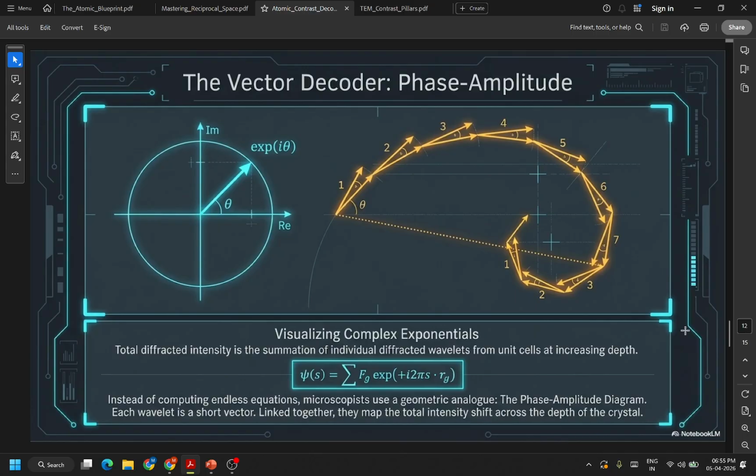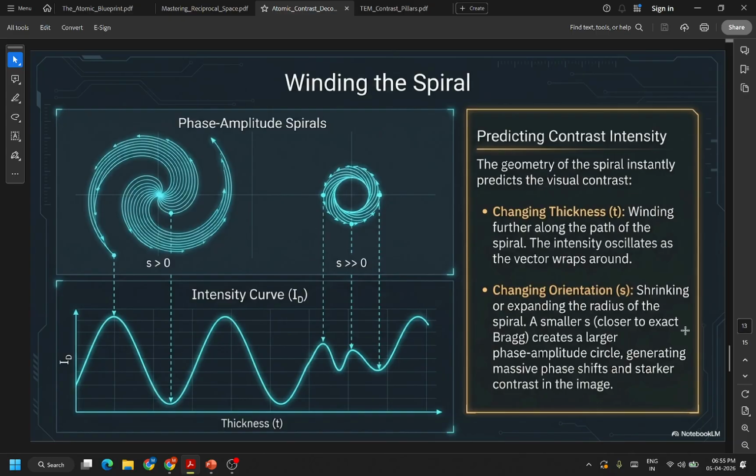So instead of computing endless equations, we use a geometrical analog, the phase amplitude diagram. Each wavelet is a short vector, and we link all of them together to map the total intensity shift across the depth of the crystal. And this can then form a spiral. So if s is greater than 0, we will have very huge spirals, which will result in large shifts in intensity with thickness.